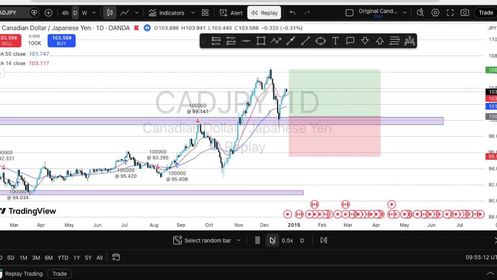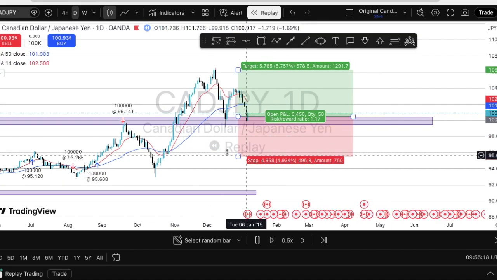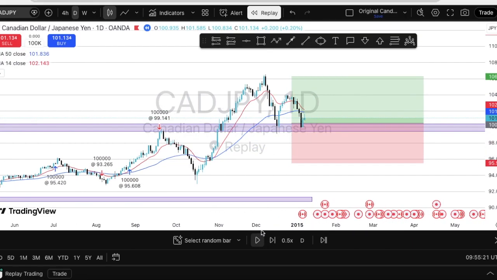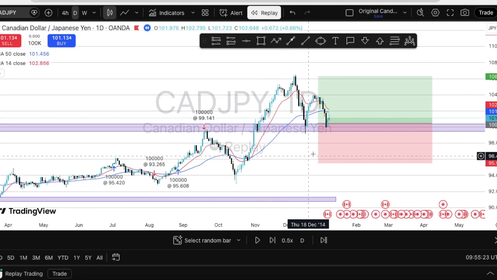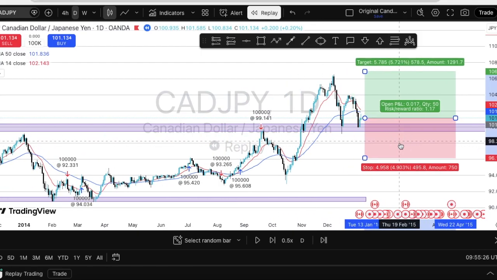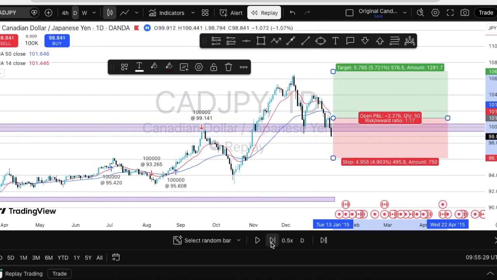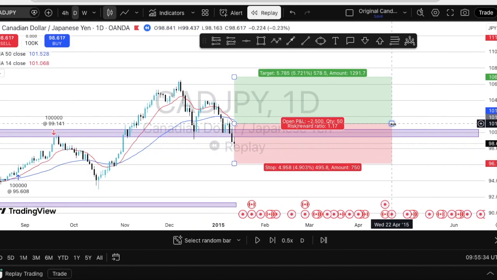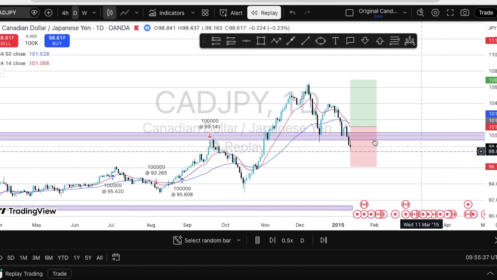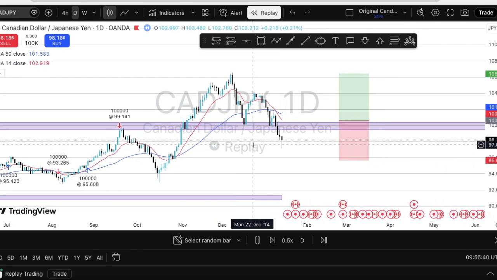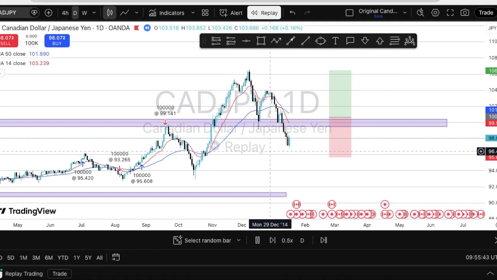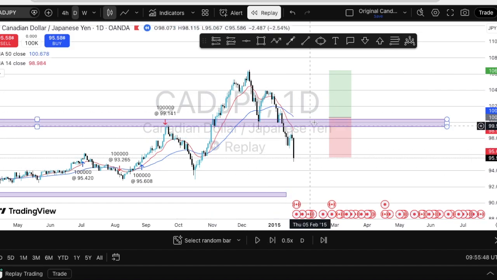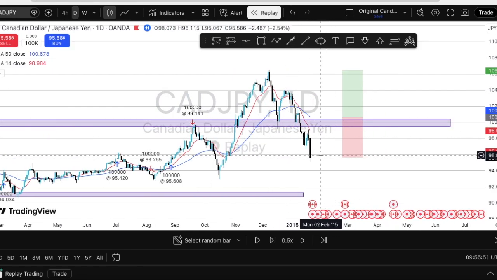Okay, pullback, pullback, pullback. All right, that's another low. Oh shoot, market continues to go down, creating lows and lower lows. Okay, market is definitely bearish from here. Continues to go down.